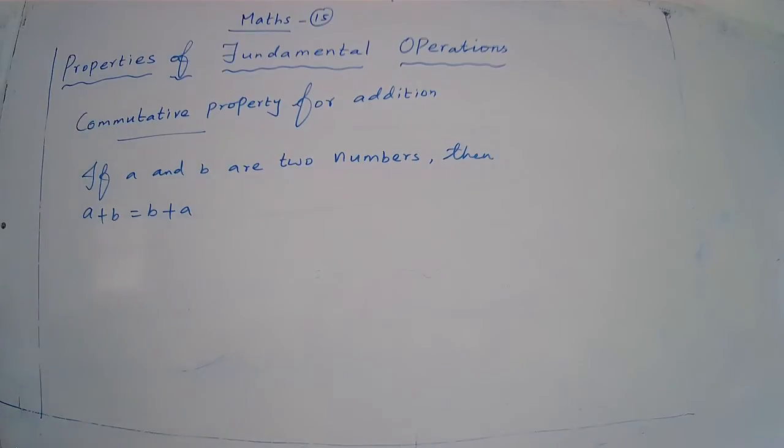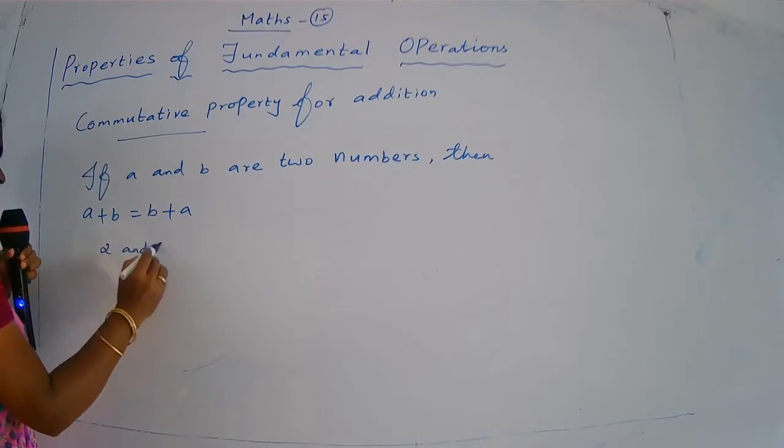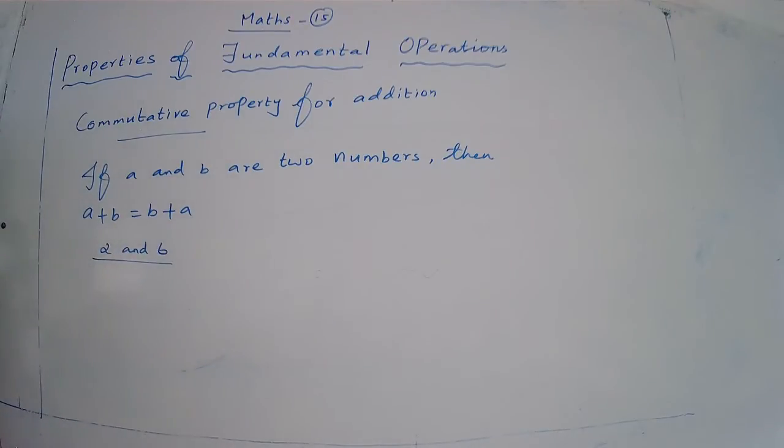For example, 2 and 6, two natural numbers. So you check this property. Your property is if A and B are two numbers, then A plus B is equal to B plus A. Here A is 2, B is 6. So A plus B means 2 plus 6. What is the answer? 2 plus 6 is equal to 8.